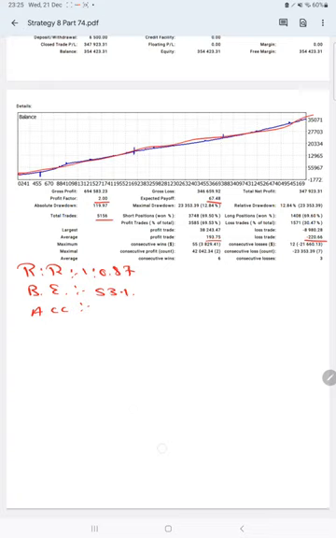Comparing with the current account accuracy, which is 69%, we can say we are almost up by 16% than the requirement.